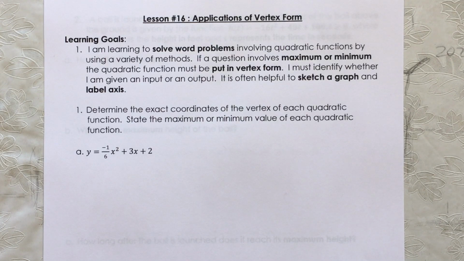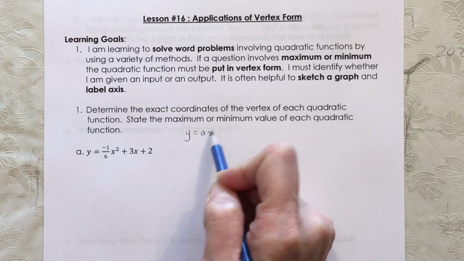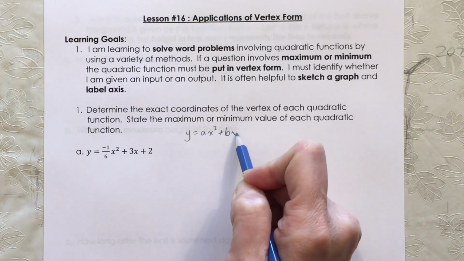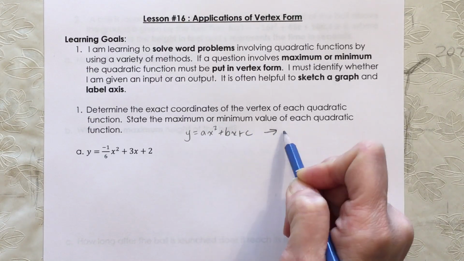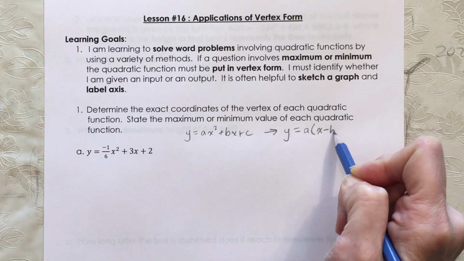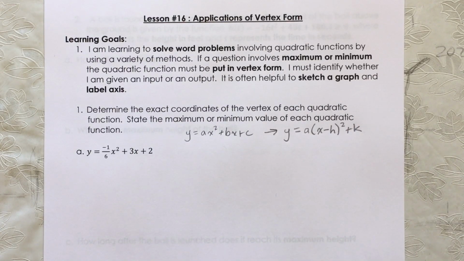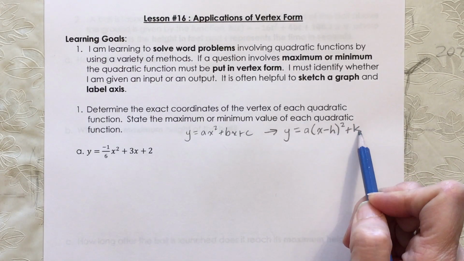So just to recap from Monday: determine the exact coordinates of the vertex of each quadratic function, and state the maximum or minimum value of each quadratic function. This quadratic function is given to us in standard form, y equals ax squared plus bx plus c, and we want to change it to vertex form because it's asking us for the exact coordinates of the vertex. If we get it into vertex form, we know the vertex will be at the coordinates (h, k).